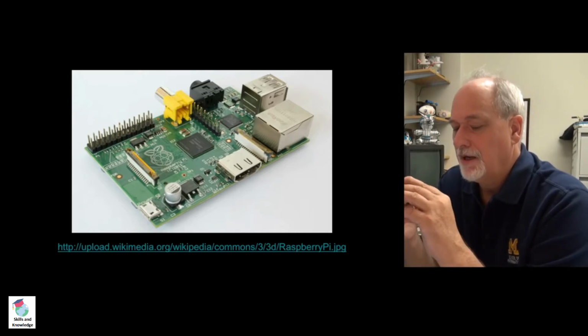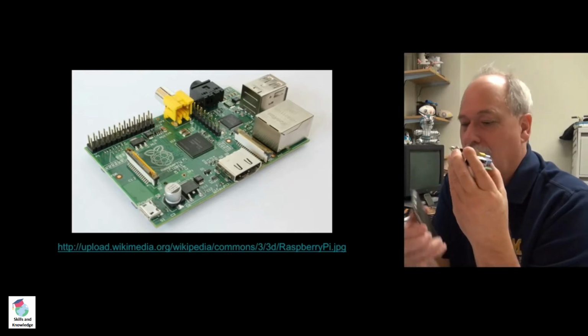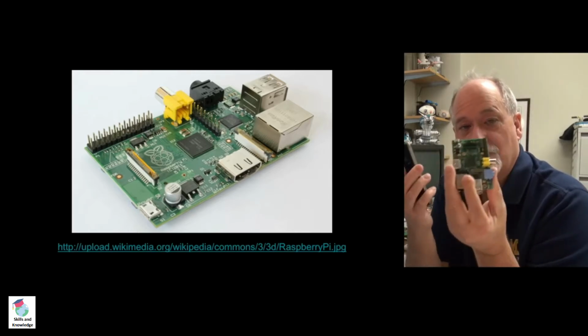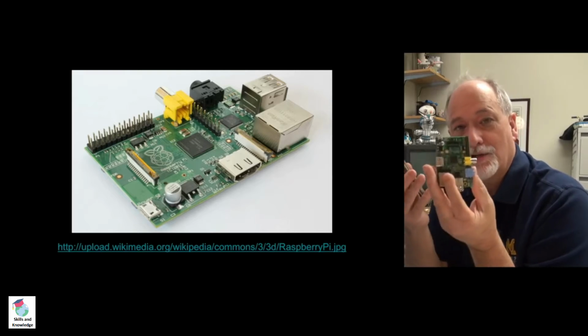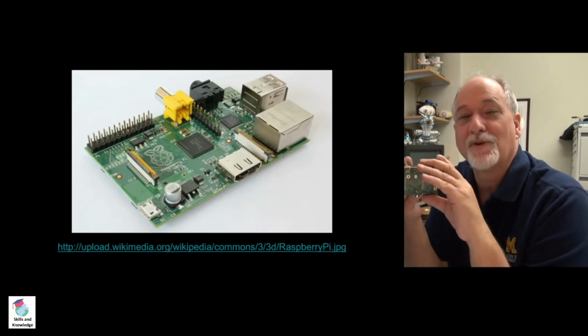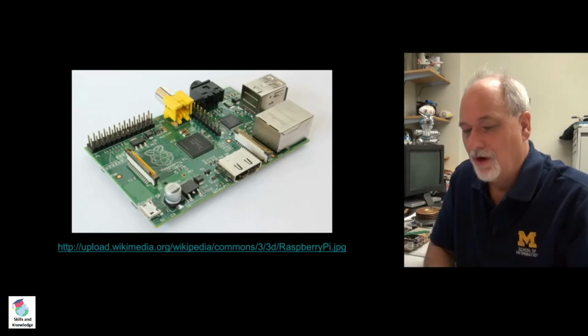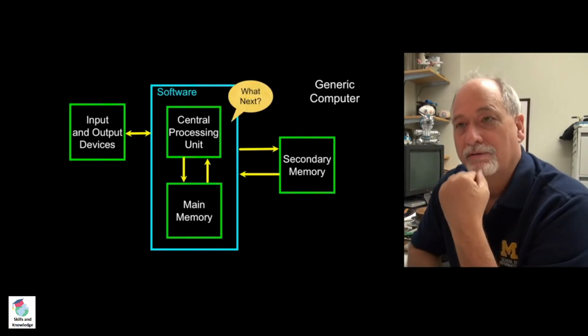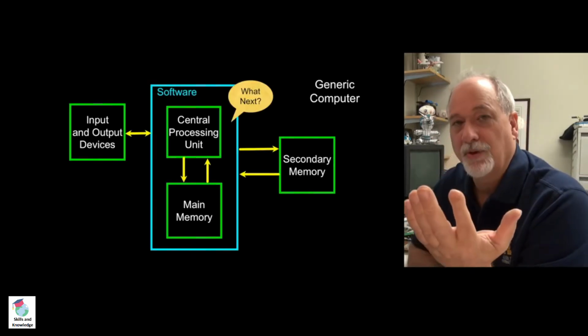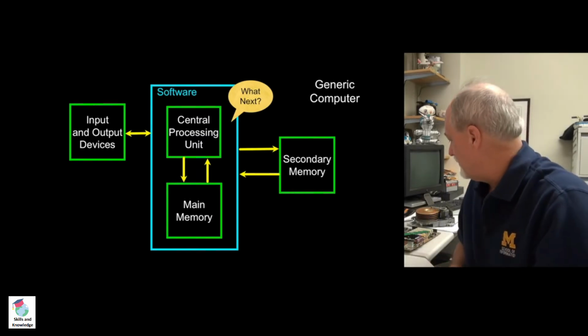The Raspberry Pi is a cute little single board computer. As we go forward, these things are smaller and smaller and smaller. And the interesting thing is that the architecture of these stays the same, but the number of components drops. So I'm going to start and give you a block diagram of a generic computer and tell you the major parts of it.